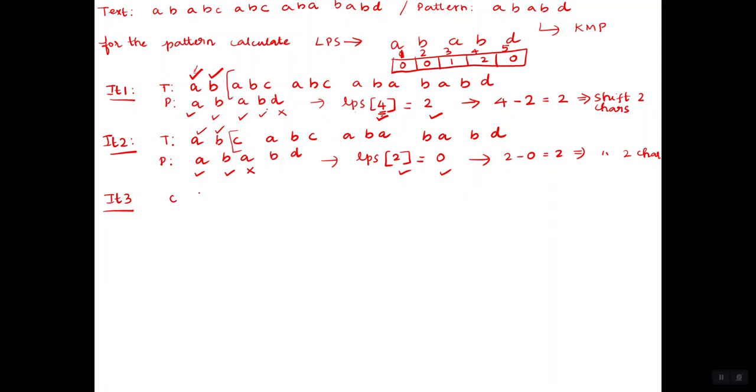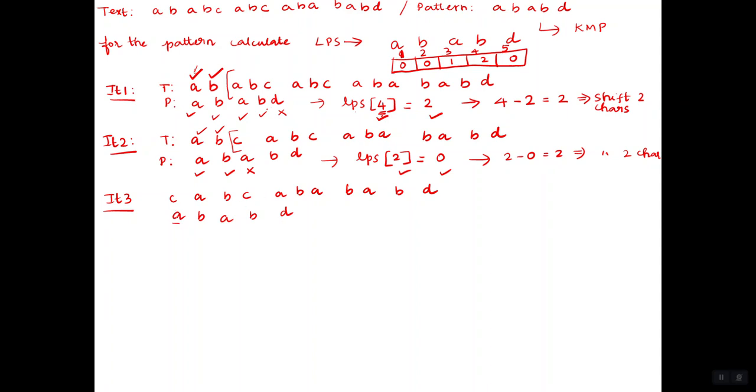So skipping these first 2 characters, the remaining characters are C, A, B, C, A, B, A, B, A, B, D. And the corresponding pattern is A, B, A, B, D. So now what will happen here? Start comparing character by character. So I don't have a match in the very first iteration itself.